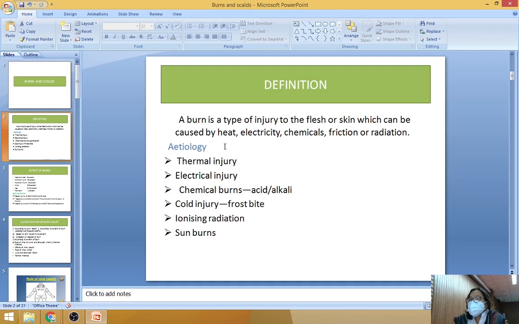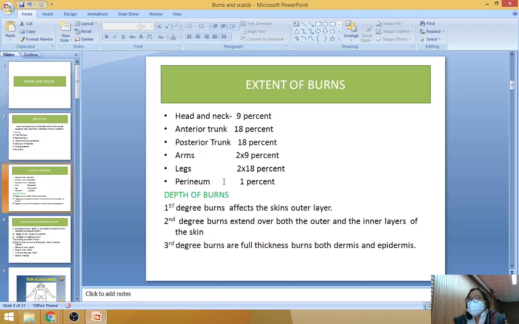Okay. So this one we have written, the definition. A burn is a type of injury to the flesh or skin which can be caused by heat, electricity, chemicals, friction or radiation. This one you must have written that day. Then extent of burn also you have written.